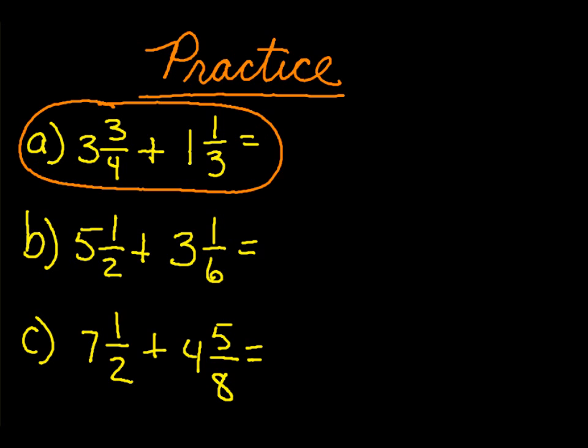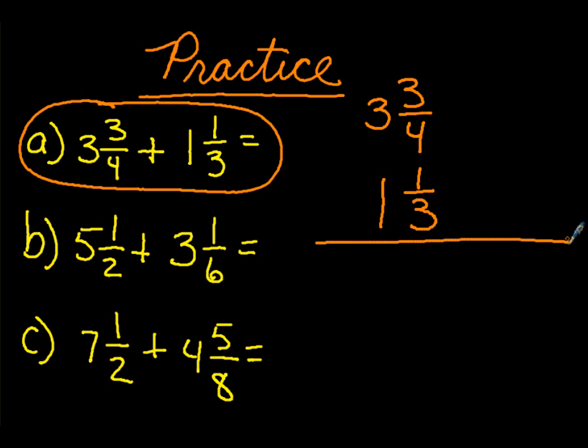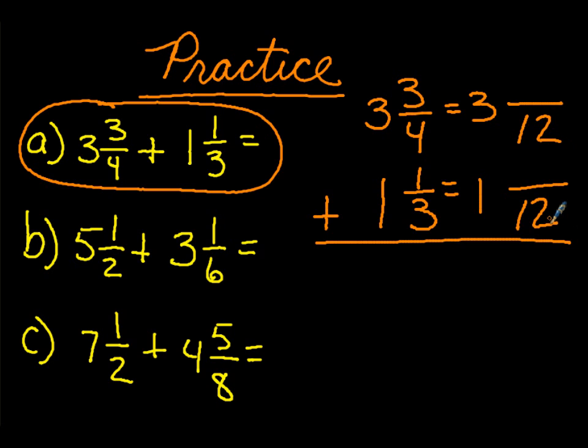The first one, we have 3 and 3/4 plus 1 and 1/3. Bring over your whole numbers. Determine your common denominator. 4 goes into 12 3 times. 3 times 3 is 9. 3 goes into 12 4 times. 4 times 1 is 4.